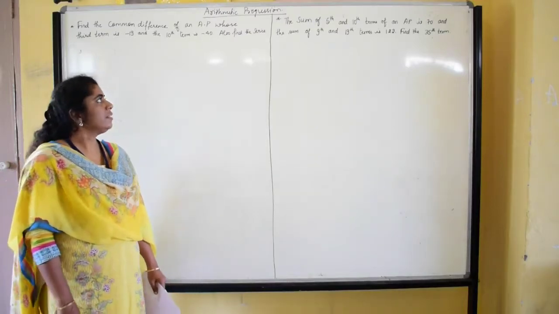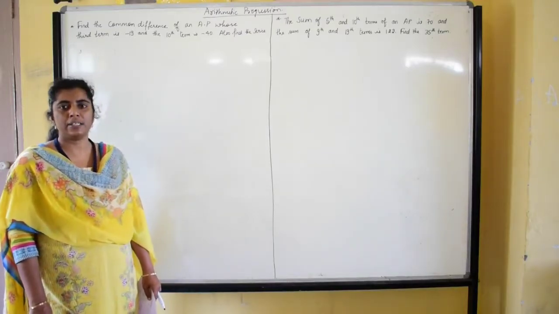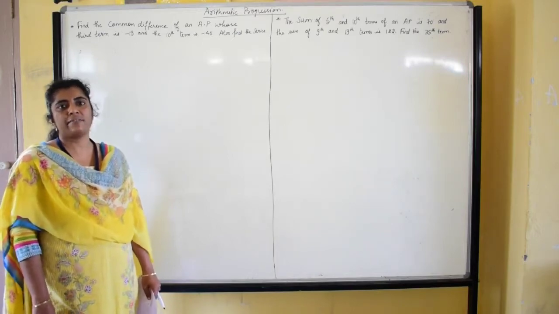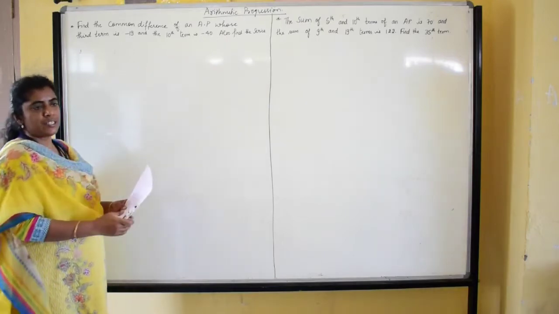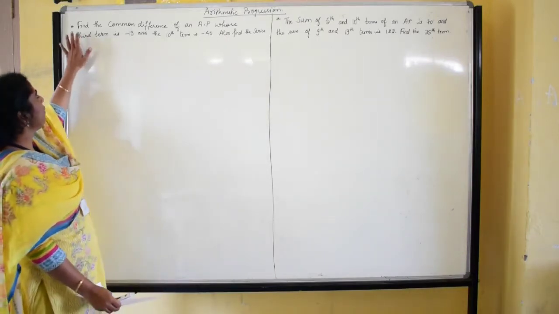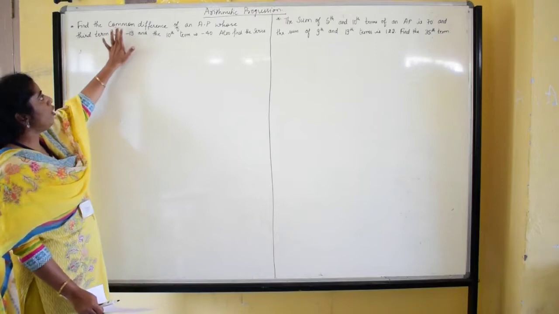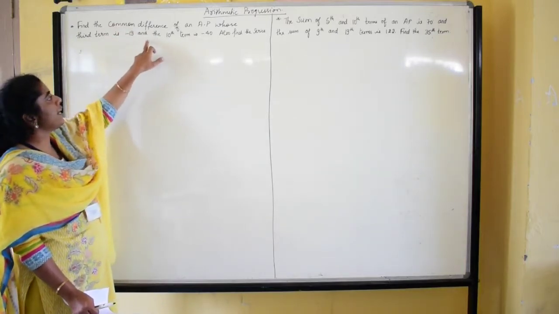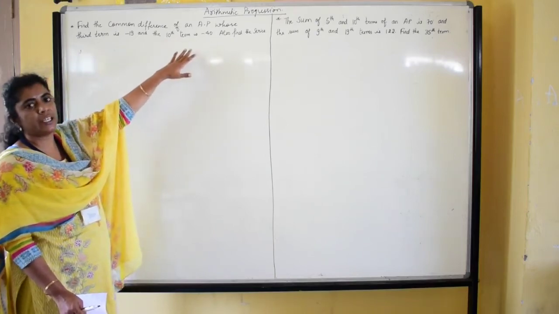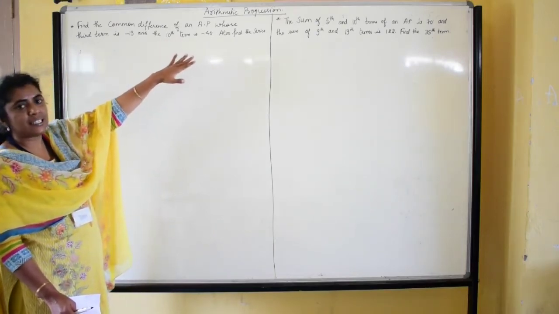In this session, I am solving problems on arithmetic progression as revision problems for the exam. So I have taken two questions. The first question: find the common difference of an AP whose third term is minus 19 and the 10th term is minus 40, and you have to find the series.